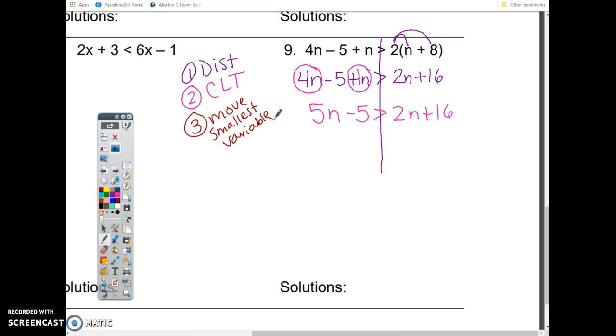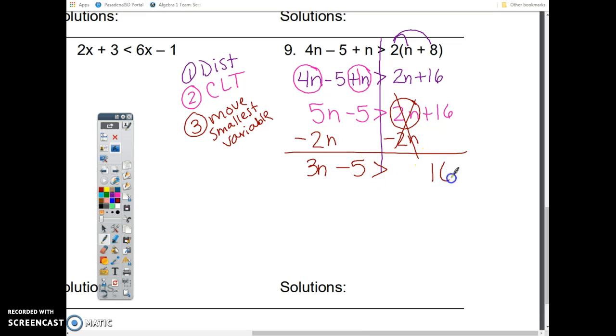So which one's smallest, 5n or 2n? 2n. So I'm going to move 2n by what? Subtracting 2n from both sides, from the other n. So it cancels right here. What's 5n minus 2n? 3n. Bring everything else down. Minus 5 greater than 16. And then C do. That's step number 4. C do.